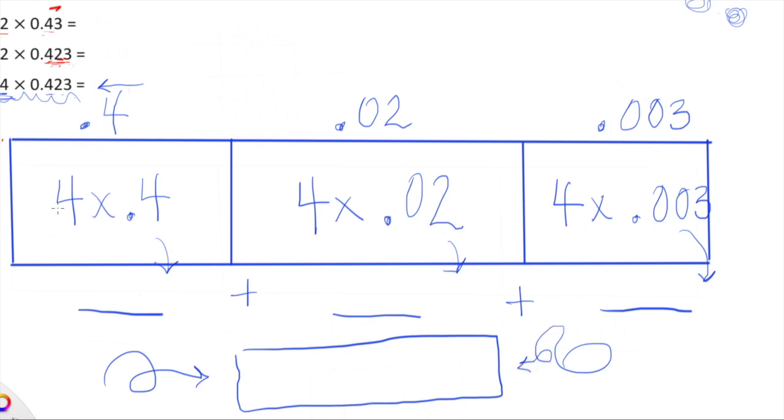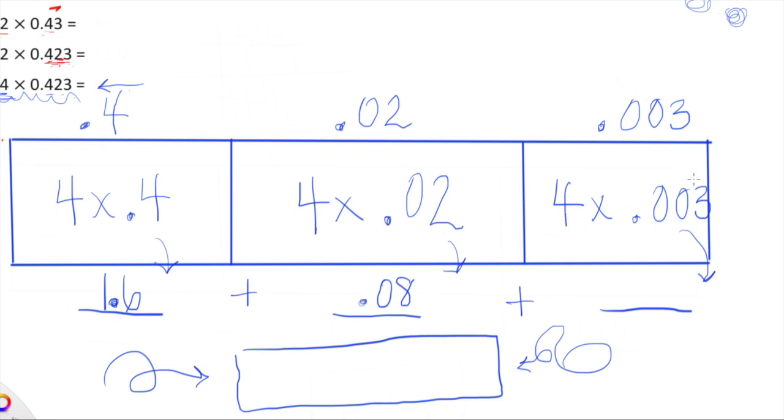Okay, so let's think about 4 copies of 4 tenths. Well, I know 4 copies of 4 is 16. But these are 16 ones. 4 copies of 4 tenths is going to look like 16 tenths. Don't forget your decimals. 4 copies of 2 hundredths. Well, I know 4 copies of 2 is 8, but this is not the correct place value. We're looking at 4 copies of 2 hundredths. So that is going to be 8 hundredths.